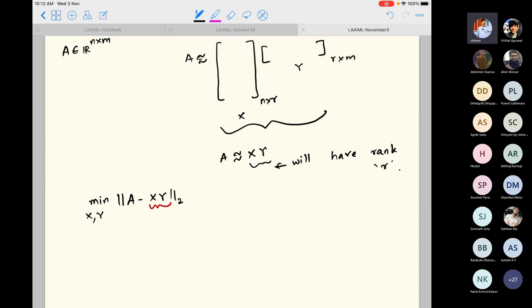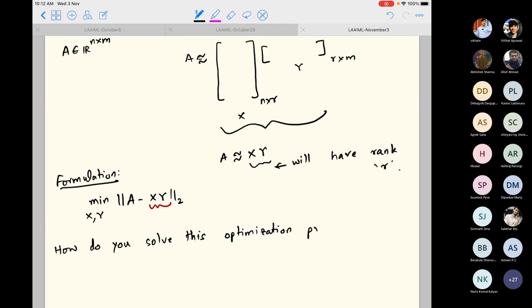Okay, this is the formulation for low rank approximation. Once you understand this part, the next part is how do you solve this optimization problem? Any thoughts on how you will solve it? We have solved various optimization problems in this class so far. So how do you solve this one? In general, do you have any thoughts about how to tackle this?